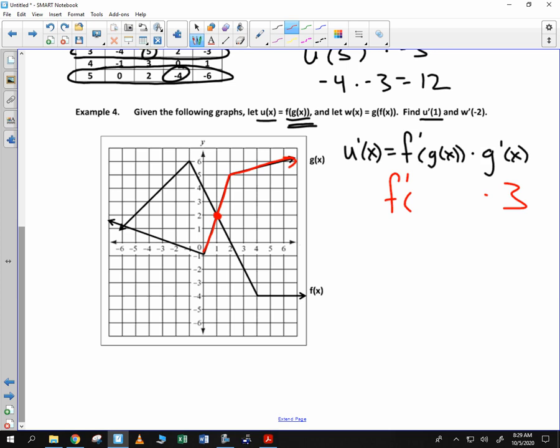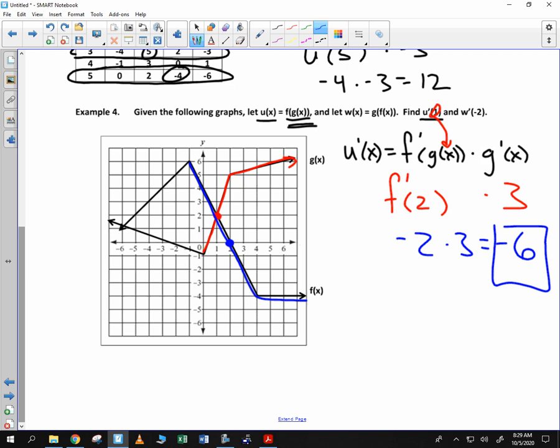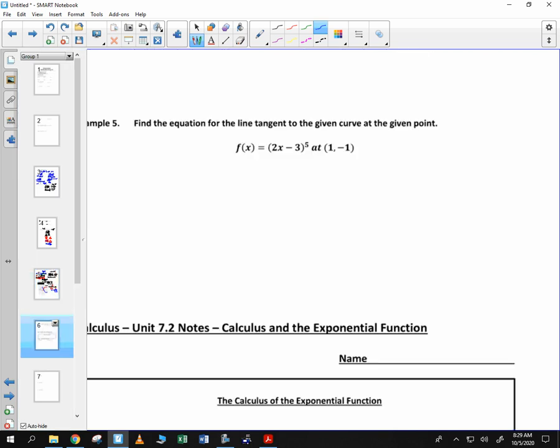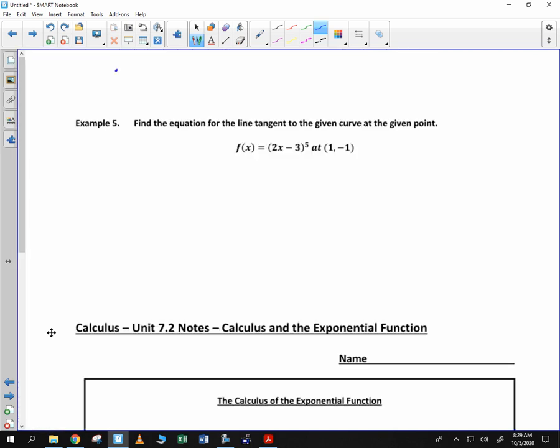I'm sorry, you plug in 1, so the value 1. So g of 1 has a height of 2. So now in order to complete this, I have to find f prime of 2. So now we look at the f graph. And at 2, what is the derivative? It looks like negative 2. So negative 2 times 3 is negative 6. And that's the result.